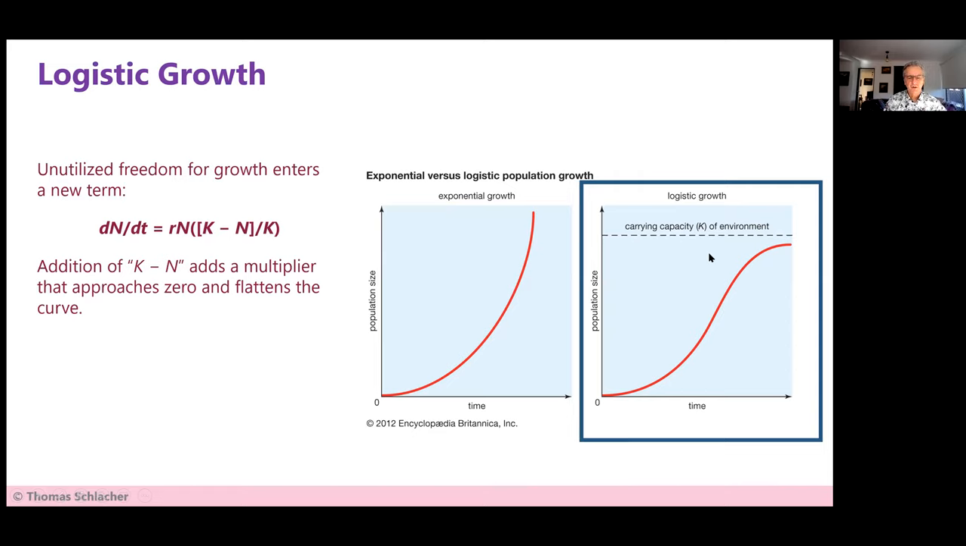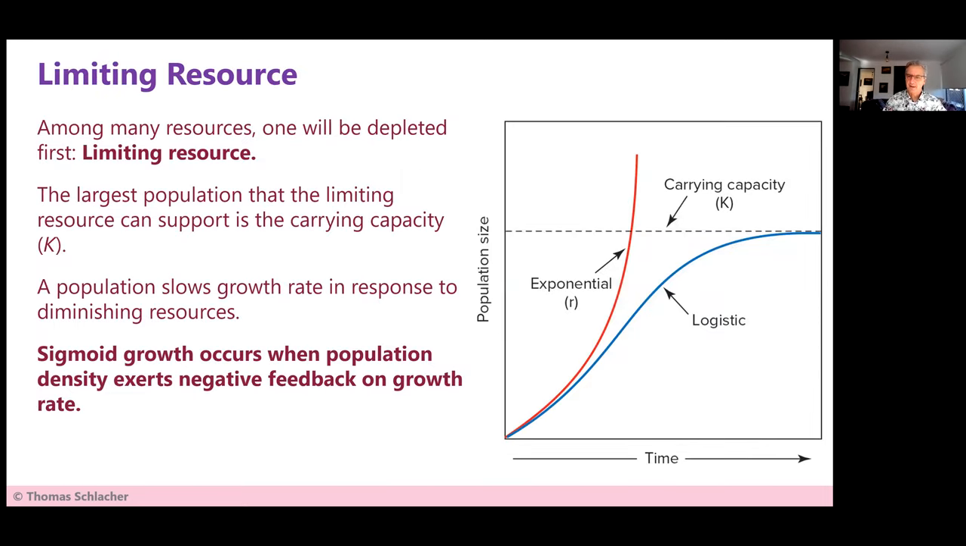And all we have to do to get to the growth rate we normally see is add that modifying term, which basically means the growth rate approaches zero because (K minus N) divided by K approaches zero, and it's multiplied by the exponential growth terms here. So as the population reaches the asymptote, it bends horizontally and it gives that very characteristic sigmoidal growth pattern.